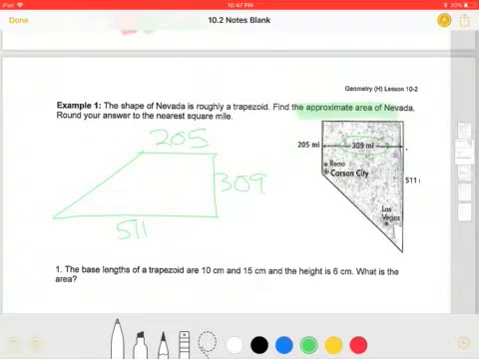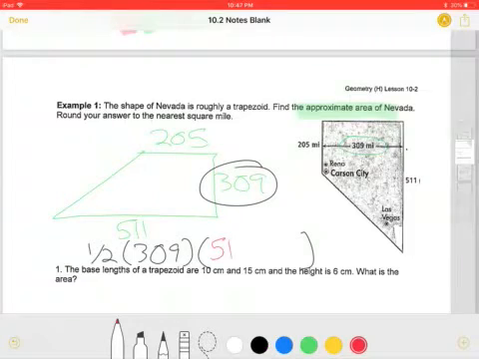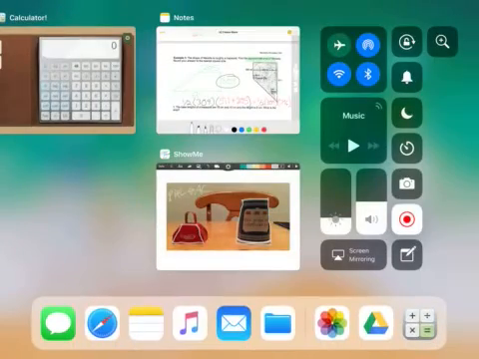Recall that for our area, we're taking 1/2, multiplying it with our height, which in this case is 309, and multiplying it with the sum of which two numbers? What do you think? Hopefully you're saying 511 and the 205. If we use a calculator to take this further, we're going to take 1/2 times 309 and multiply that with 716. Let's let the calculator do the rest.